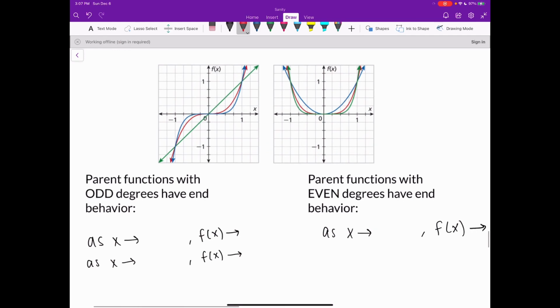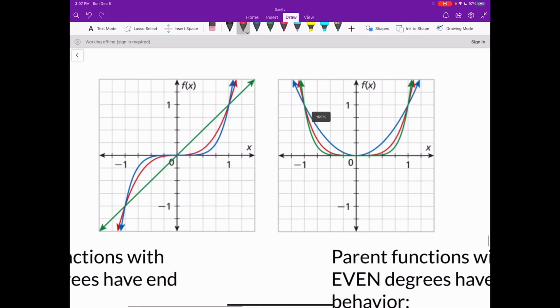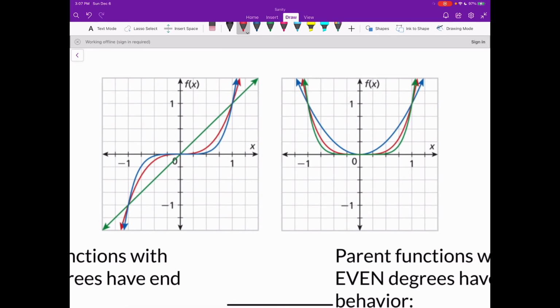Okay, so I want you to take a look at this graph here. On the left-hand side, I have the linear function. I have the cubic function, x to the 3rd power. And I have the quintic function, x to the 5th power. On the right-hand side, I have the quadratic function, x to the 2nd power.